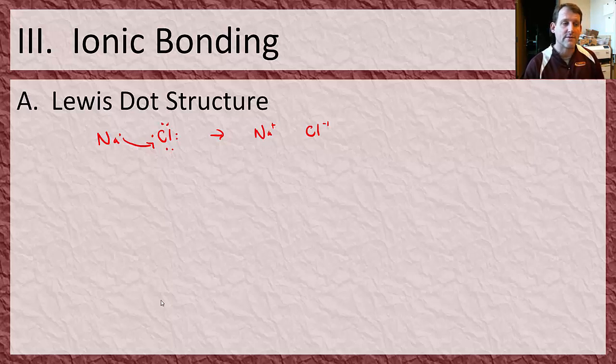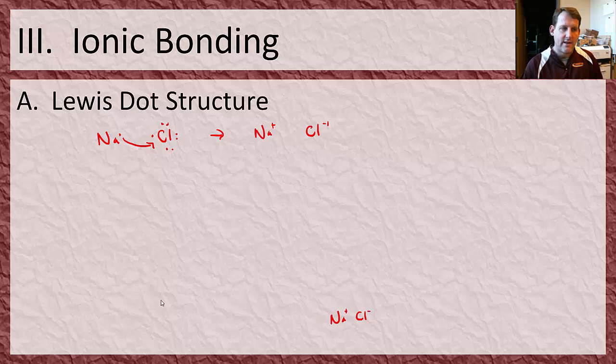Now, what forms the bond? When this happens, just the fact that this is positive and this is negative, they're just going to attract each other. It's kind of like a hydrogen bond we just talked about, except instead of being a partial negative and partial positive, it's a full positive and full negative. So it's strong compared to that.